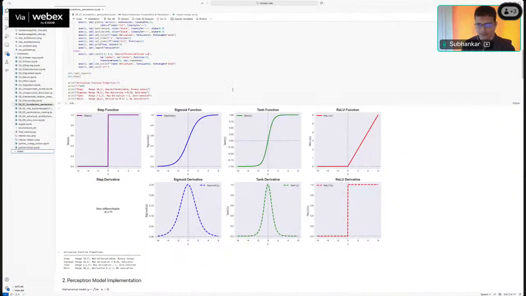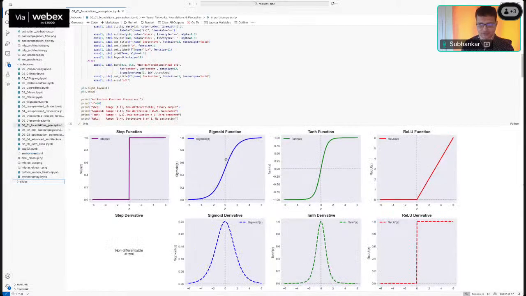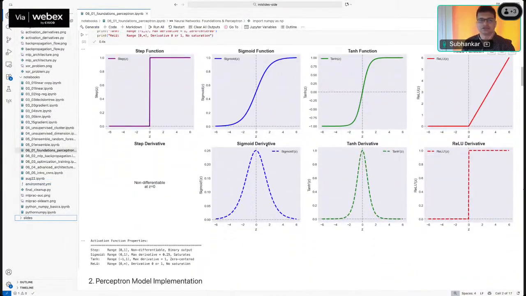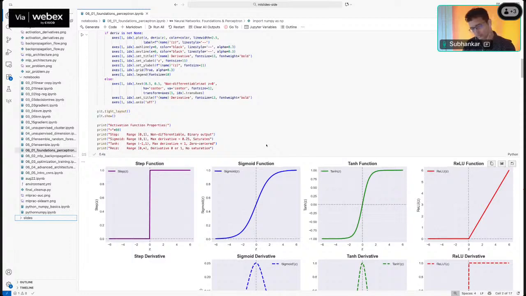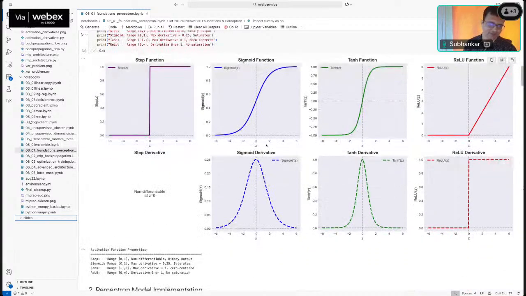Okay. I hope this is visible. The exact code is not super essential. Let me see if I can zoom. Okay. This particular notebook is already shared on the class website. You can take a look.